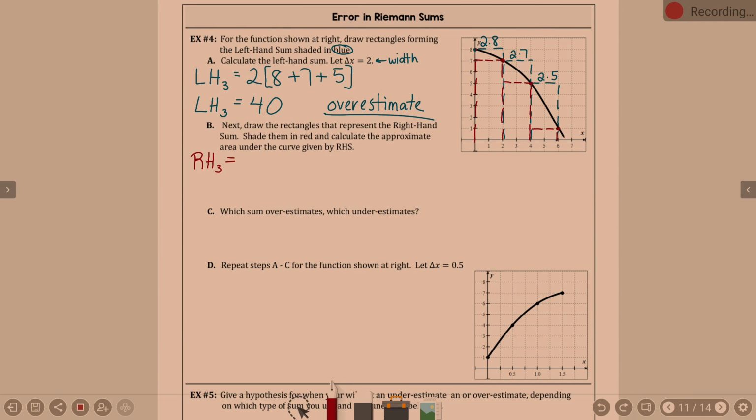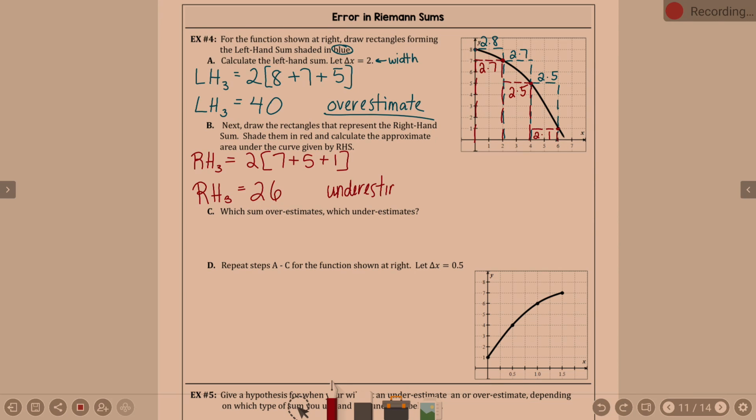Now, what do you know? The first rectangle had a width of 2 and a height of what? 7. The second rectangle, width of 2, height of 5. Last rectangle, width of 2, height of 1. As a shortcut here, since they all had the same width of 2, you can say 2 times the sum, 7 plus 5 plus 1, which is 2 times 13, 26. Is that an overestimate or underestimate? Underestimate. It is an underestimate because those rectangles are clearly below.